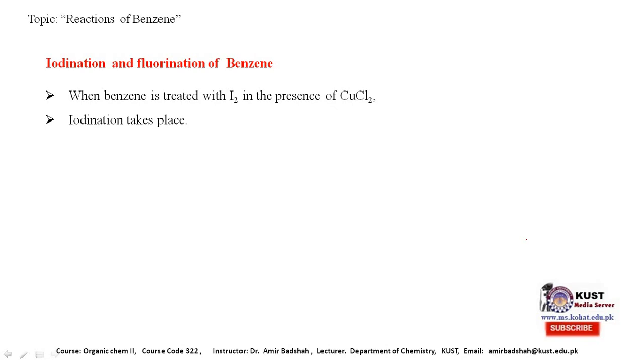Similarly, benzene can also be treated with iodine to get iodination, but here the catalyst used is copper chloride. How is it done? In the presence of copper chloride, iodine is treated with benzene, hydrogen is replaced by iodine, and we get iodobenzene.